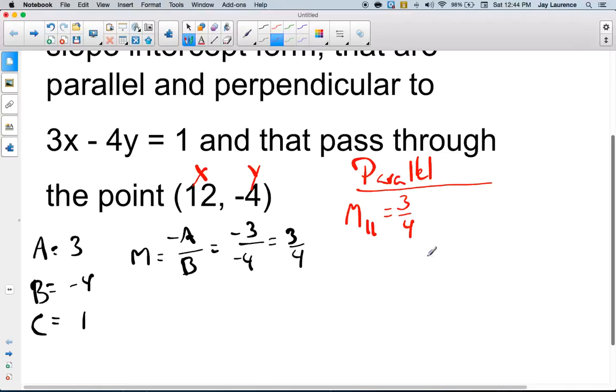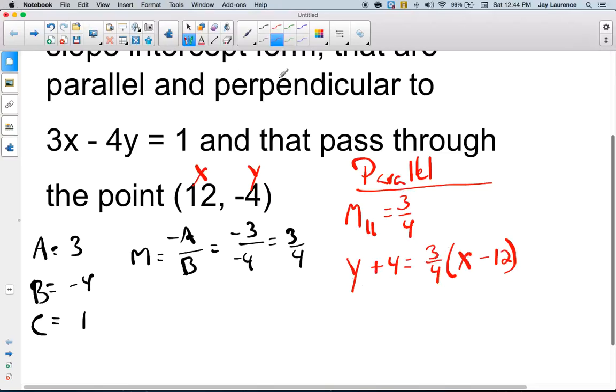Now, by the way, I'll convert that to slope-intercept form. Okay, so first of all, I'm going to have y minus negative 4, which is plus 4. That will equal 3/4 times the quantity of x minus 12, right? This equation, if I go to Desmos and I type that equation in, and I type in 3x minus 4y equals 1, I guarantee you they will be parallel.